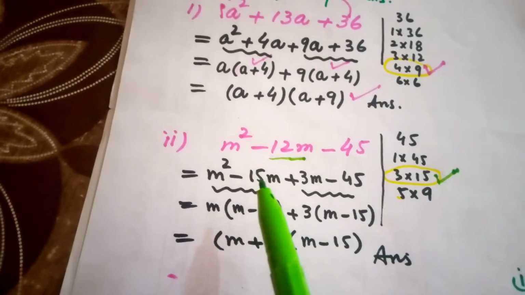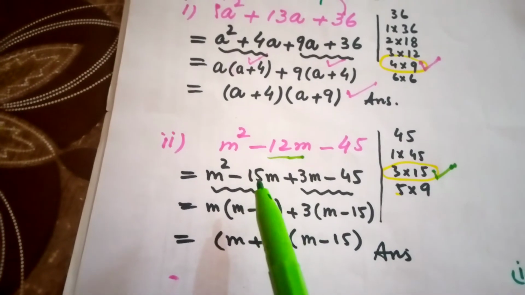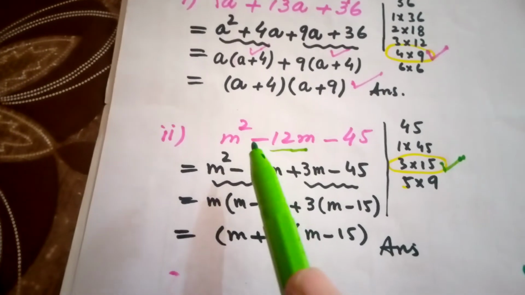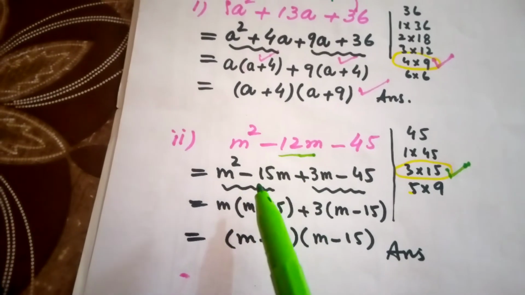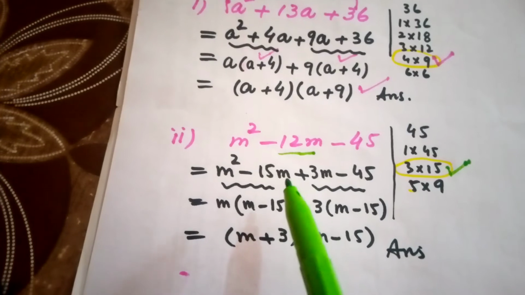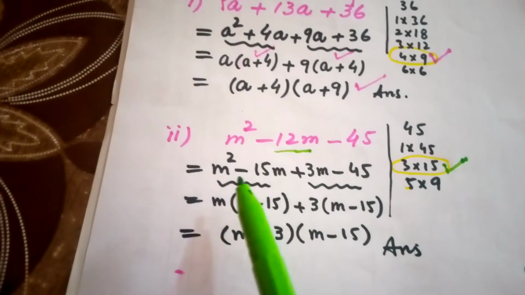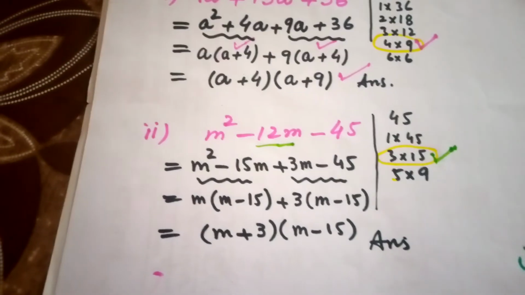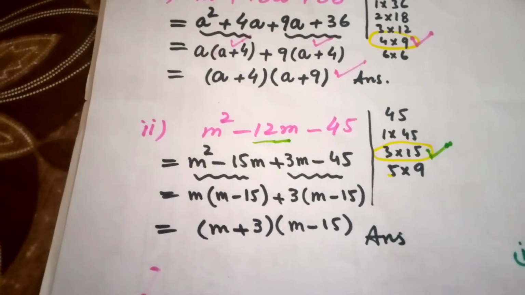Okay, and remember that you have to put the sign of the larger value as given in the question. Okay, so this is minus 15m plus 3m. So next is the case, and the solution is here. Okay, compare with your solution also.